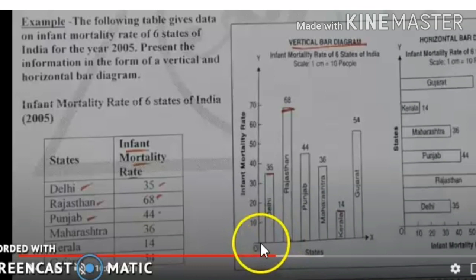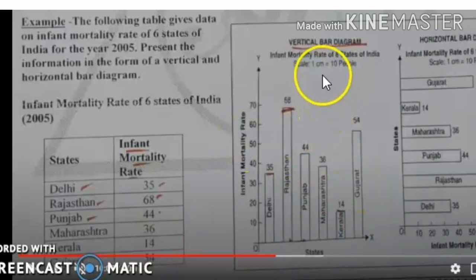So here you give 1 centimeter, then here also you give 1 centimeter, and you can plot from down the 35. Then you mark 35 and mention Delhi, and then putting the scale at 0 here, you have to mark 58, then mention the state Rajasthan here, and for Punjab, putting the scale at 0 here, you have to mark 44. Here the states are shown, and here the infant mortality.